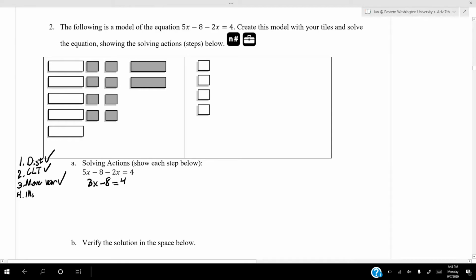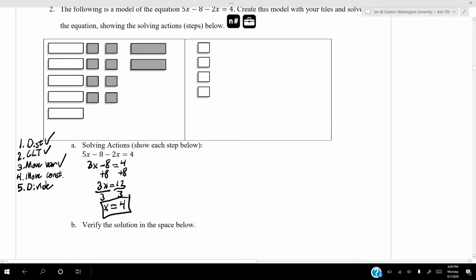Step 4, move constant. Okay, so we need to move this 8 to the right side. So to get rid of a negative 8, we need to add 8 to both sides. So then we get 3x is equal to 12. And our last step, divide. 3x divided by 3 gets us x. And 12 divided by 3 gets us 4. So x is going to equal 4.